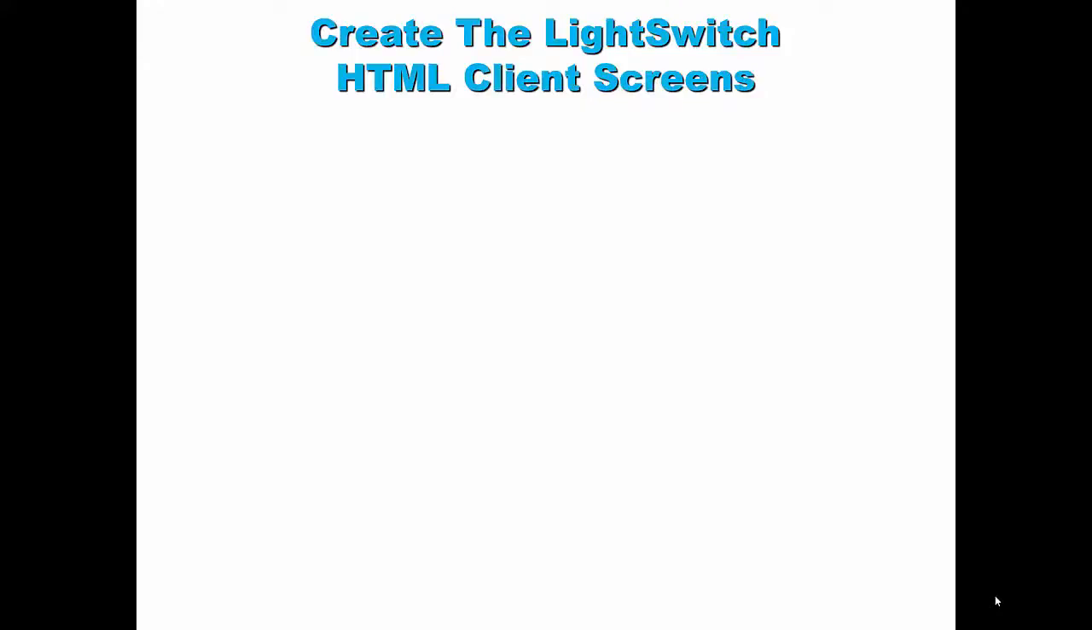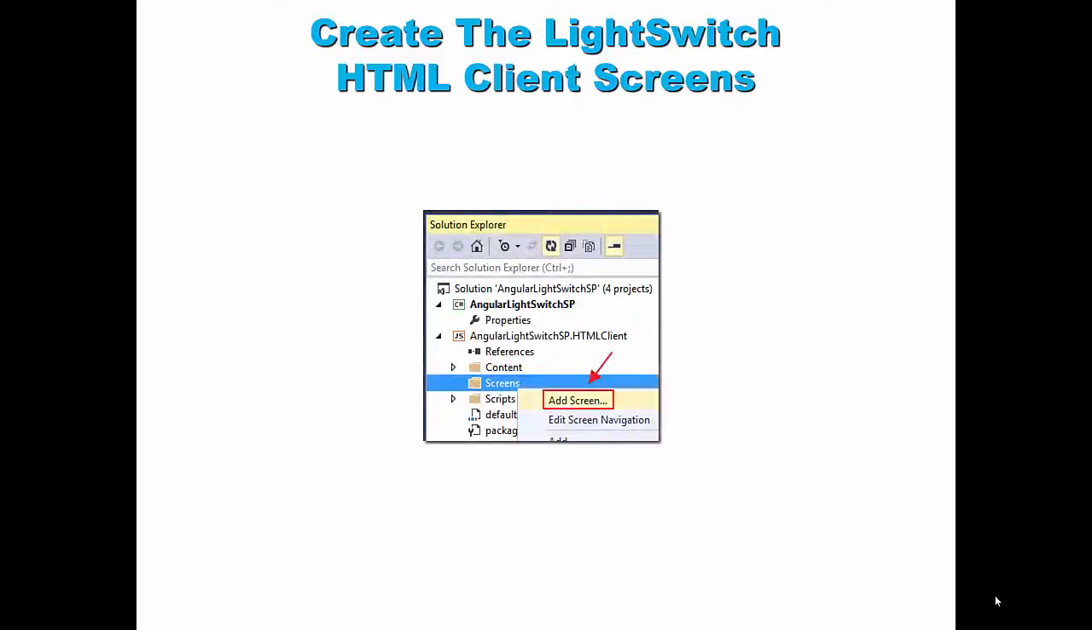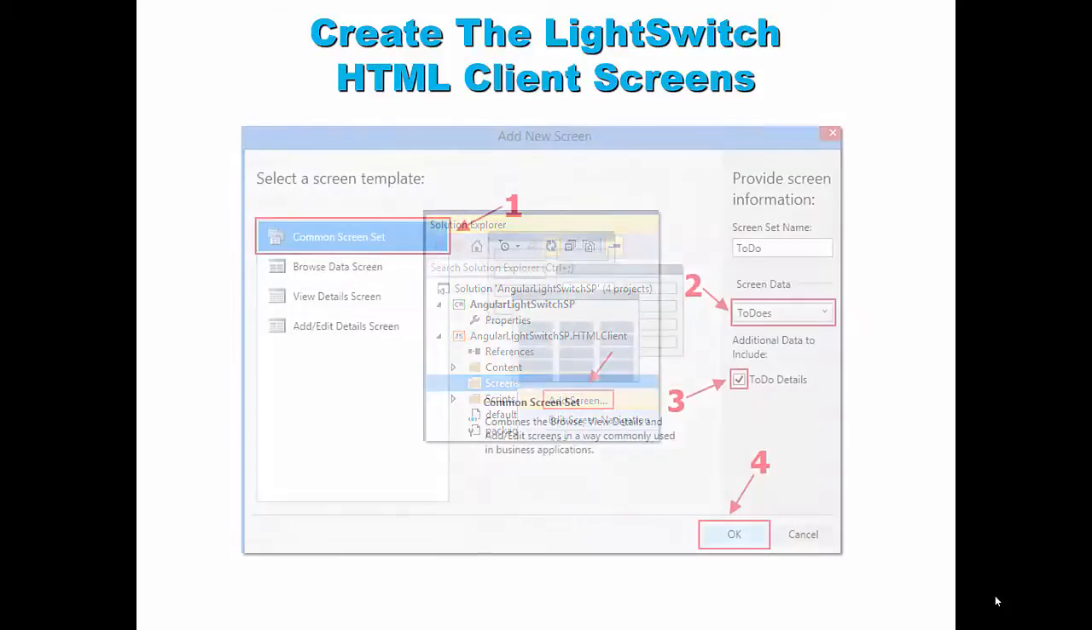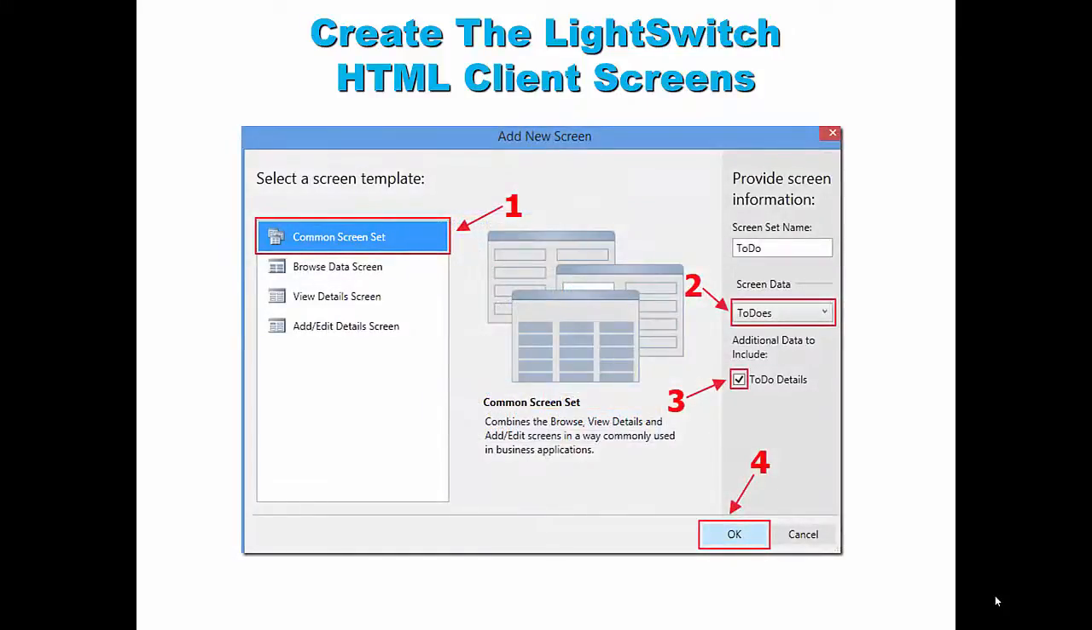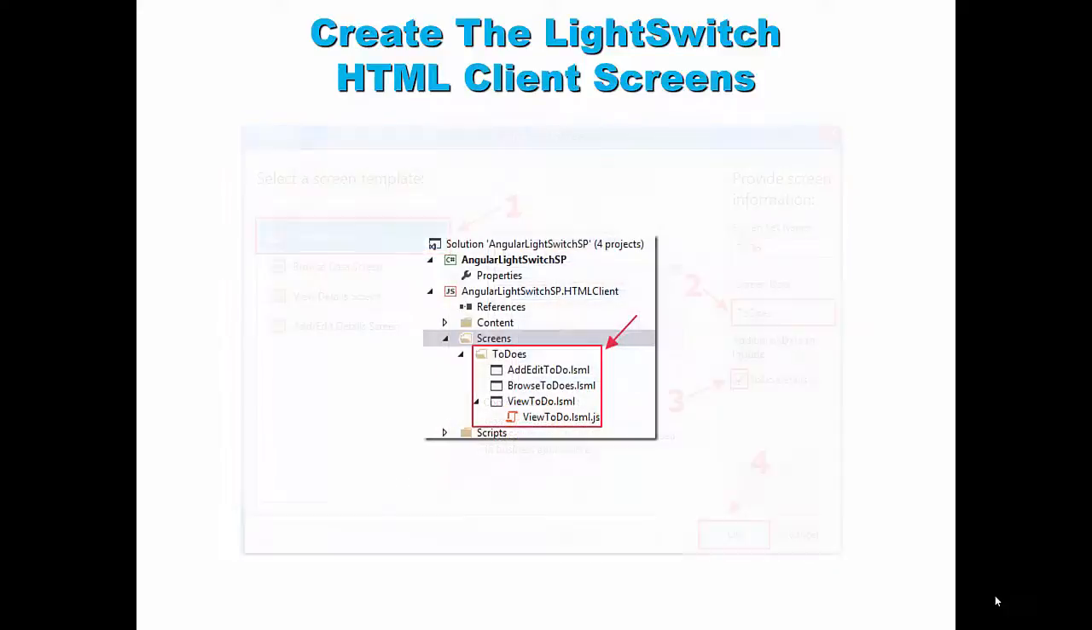We will now create the HTML client screens. We will right-click on the Screens folder and select Add Screen. We'll then use a common screen set, which will automatically create CRUD screens, and for the screen data that we select, in this case we'll select the to-dos table. The CRUD screens will automatically be created.